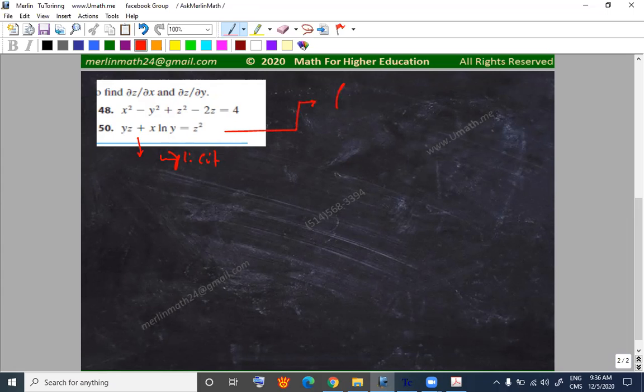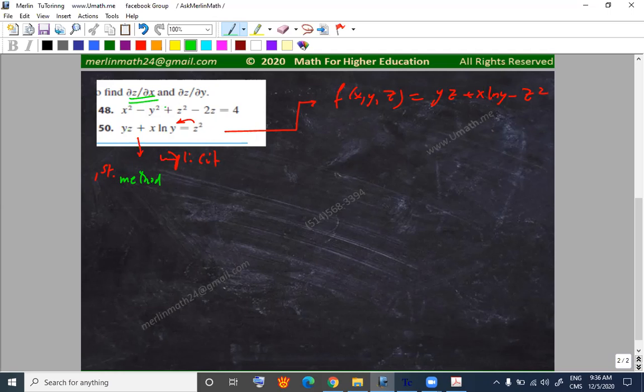Now you can name the function F(x, y, z) by collecting everything to one side. It can be yz plus x ln y. So if I want to do it in the first way, this is the first method. Okay, go ahead, derive z with respect to x.